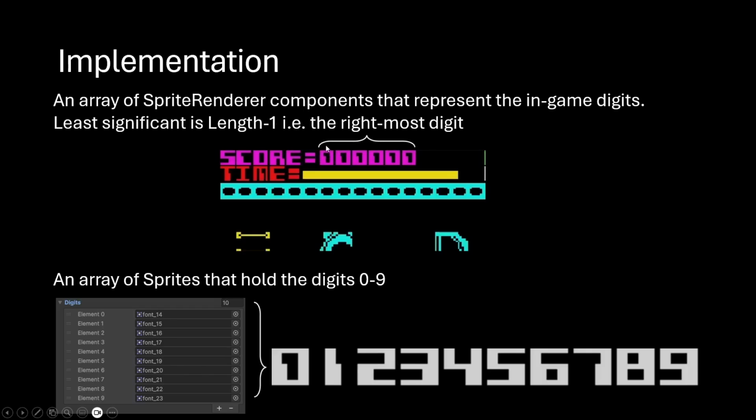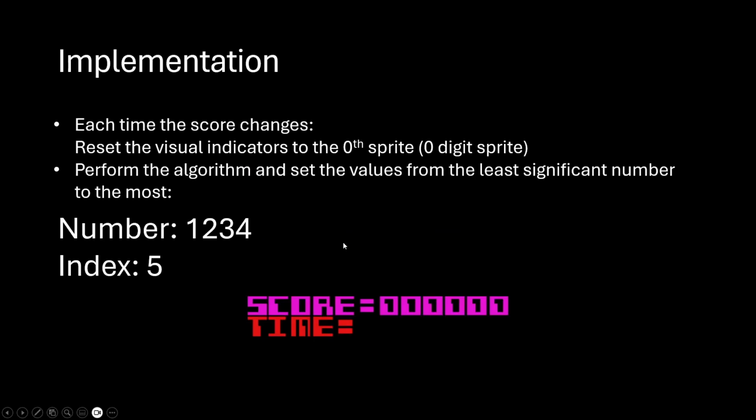So these are index 0, 1, 2, 3, 4, 5. It's this one here, which is 6 minus 1, which is our 5th element. Not to be confused with the movie of the same name. Then we have an array that holds the digits 0 to 9, which comes from our bitmap font, which is also a sprite sheet. So if we wanted to convert this number here, 1234, our current index is 5, so we're pointing at this one here.